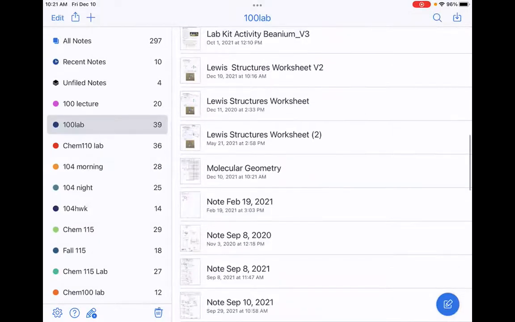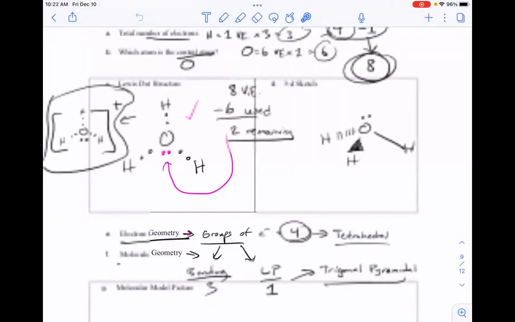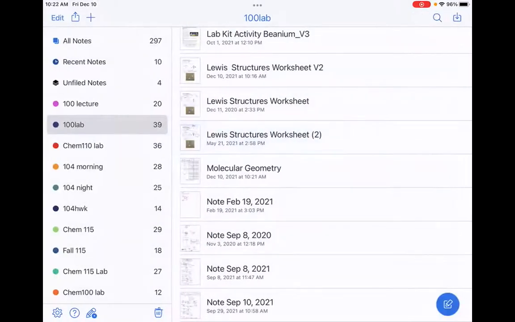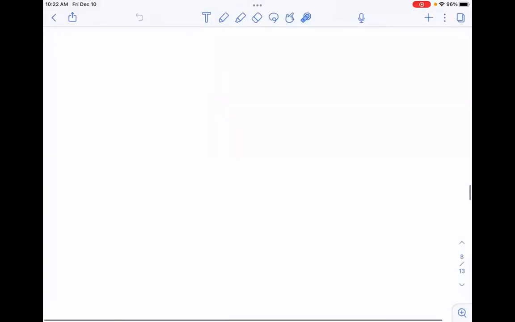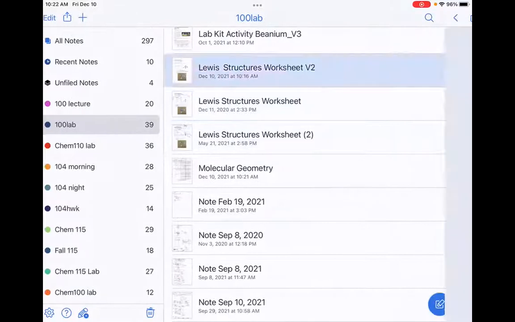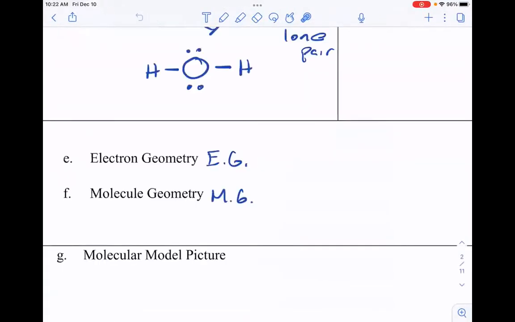Notice how I have like 3 copies of the same worksheet. Did we do this one? Nope. Is it this one? Nope. Are we on this one? Yep. Sorry.